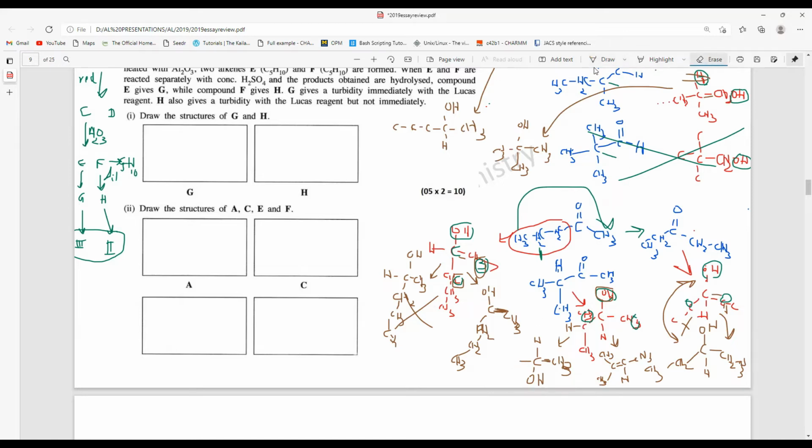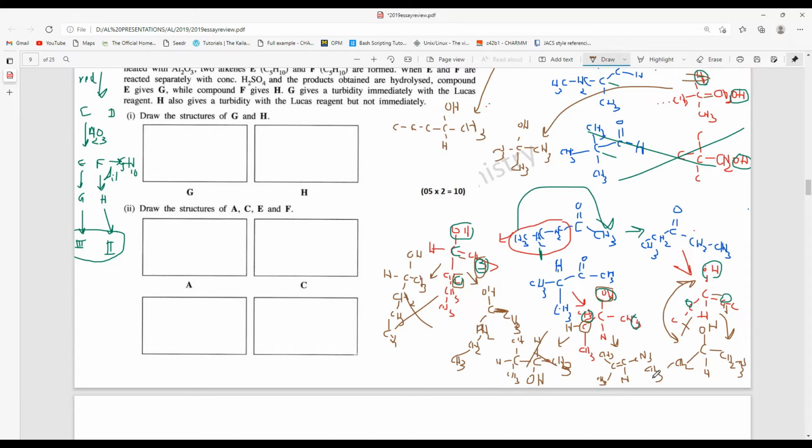Because it should be 5 carbons. 1, 2, 3. Which is this carbon? And 2 CH3 groups opposite, and hydrogens. So again, you see this structure is very similar to this one. So again, it could be a problem.